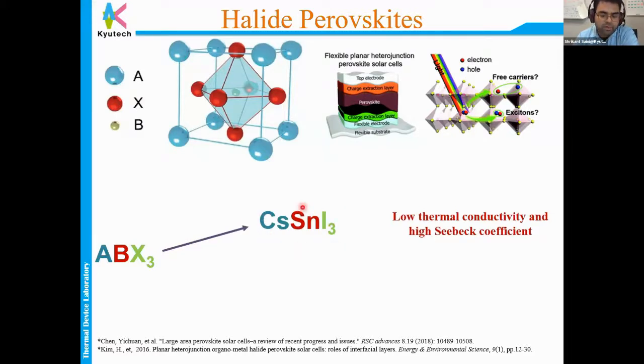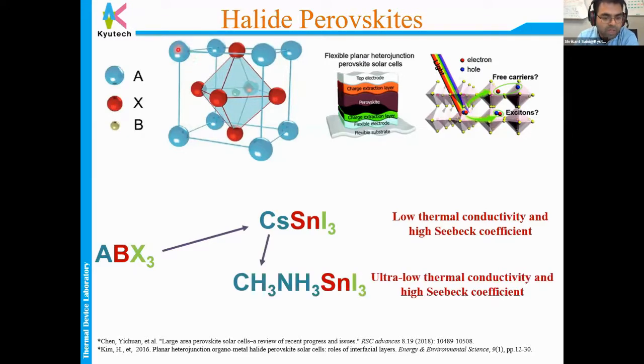And this CsSnI3 shows low thermal conductivity and high Seebeck. In further development, this is the material which helps as a phonon scattering center. If I replace this with a different material, people have replaced it with an organic molecule, methyl ammonium, and then we get a much bigger atom, or a much bigger chain here. This decreases the thermal conductivity further, and that is one of the best reports so far for lower thermal conductivity.